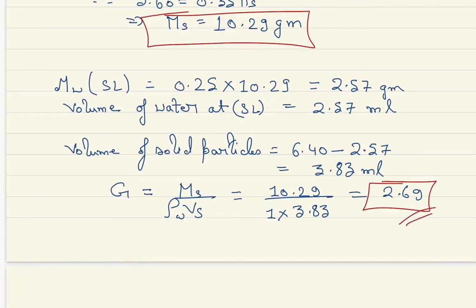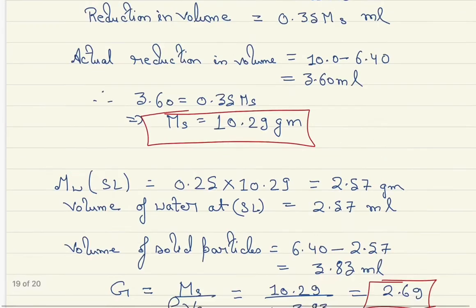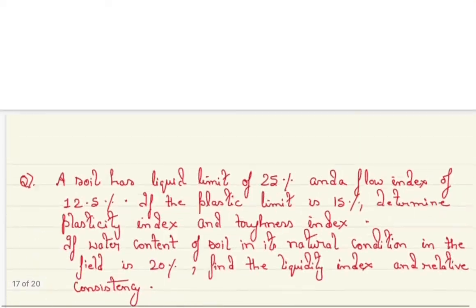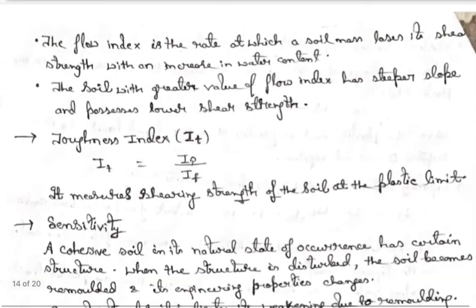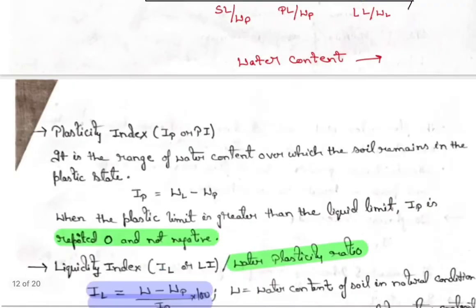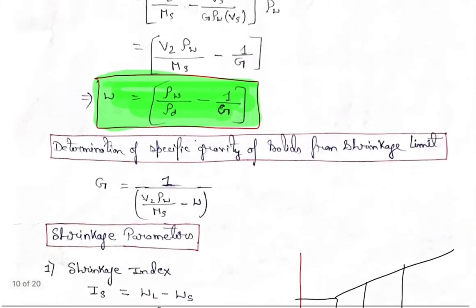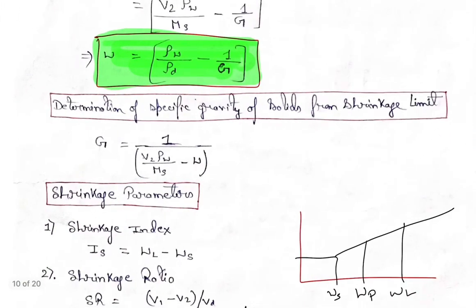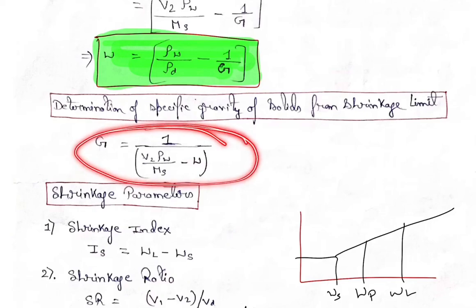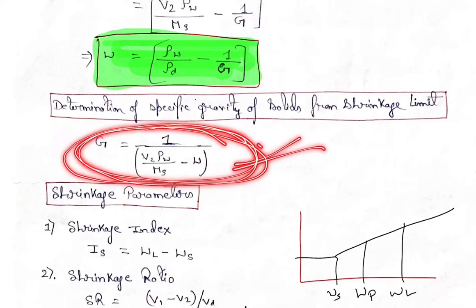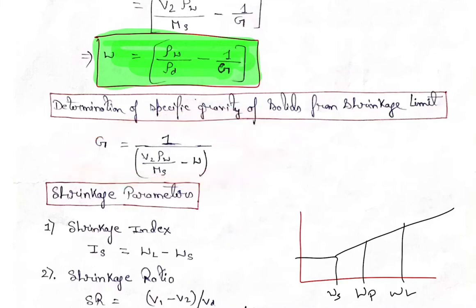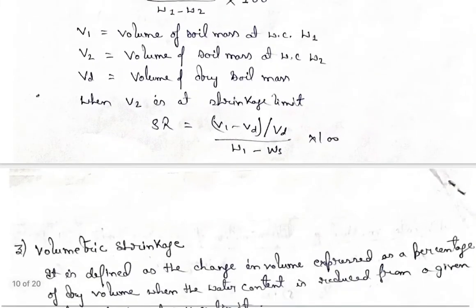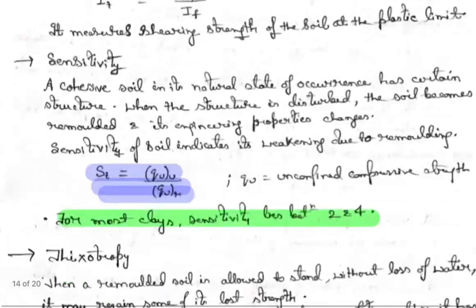Okay, done. Another method you can use to find this G is using the shrinkage limit. We have seen it when we were doing the shrinkage limit, and using that also we can find it. I'm talking about this formula. Using this formula also we can directly find the specific gravity of solids.